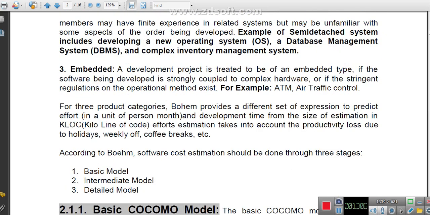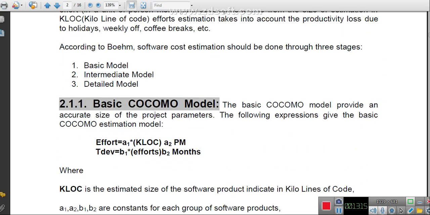So these are the different three categories of the particular project: organic, semi-detached and embedded. अभी हमारे पास तो ये तीन कैटेगरी आ गई, उसका इक्वेशन आ गया. Are you getting? अभी हम आगे जाते हैं कि भाई हमको तो पता चला कैटेगरी कौन सी है प्रोजेक्ट की, हमारे पास मॉडल भी है, कॉस्ट एस्टिमेट कैसी करनी है. बट इस कॉस्ट एस्टिमेट करने के लिए कुछ स्टेजेस है क्या नहीं?